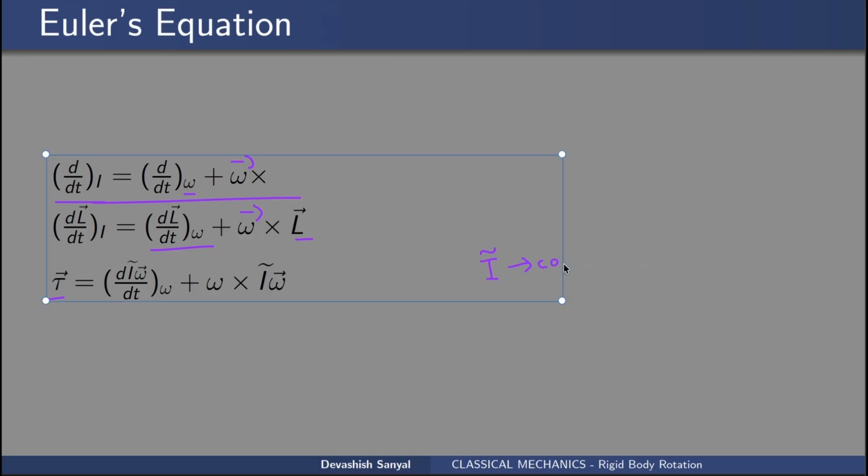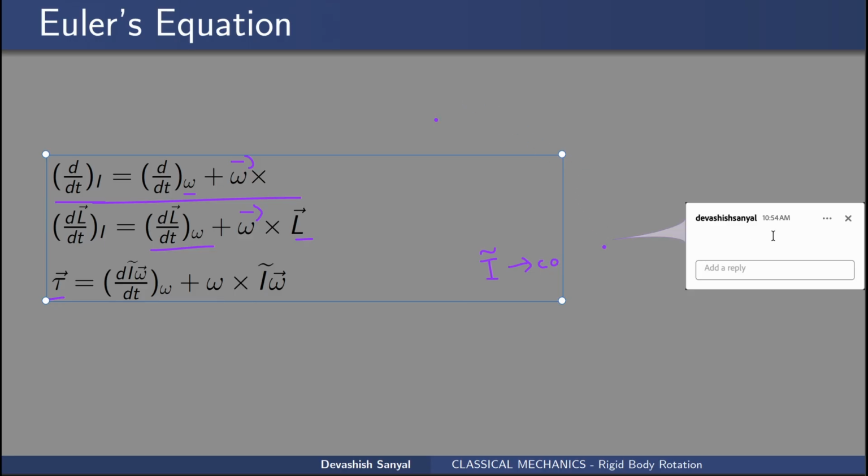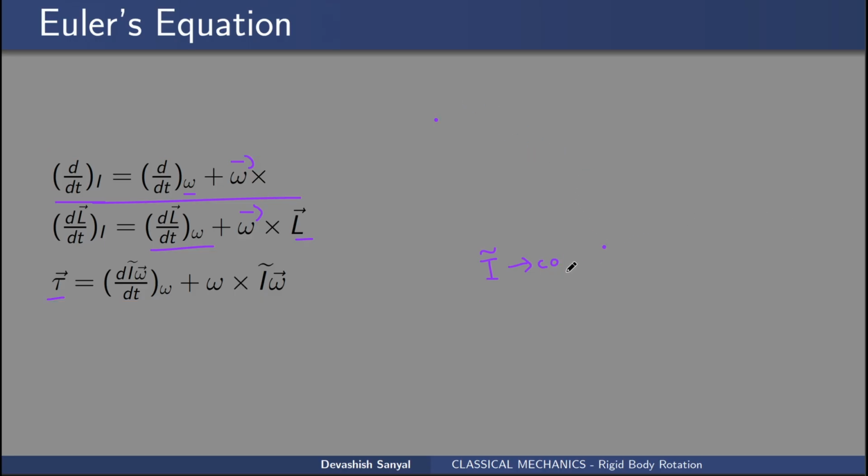This is a constant. This is a constant. And so it actually comes out of this derivative sign, and we are left with only d omega dt.